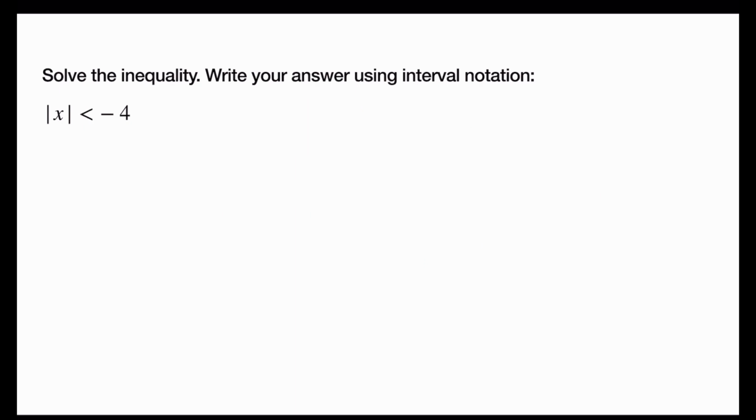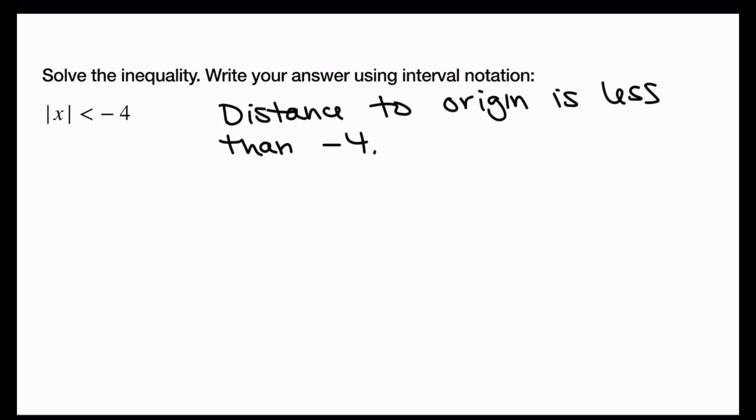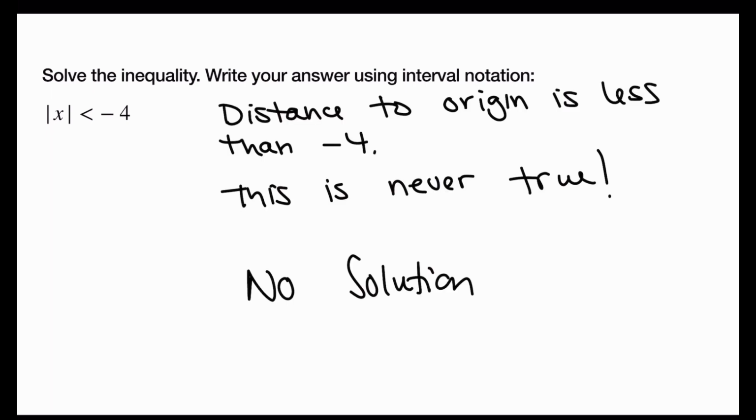If you have absolute value less than a negative number, this is now saying distance is less than -4. When is that true? Well, that's never true. And so in this situation, our answer is no solution. Anytime you have an absolute value less than a negative, that's never possible. The answer is no solution.